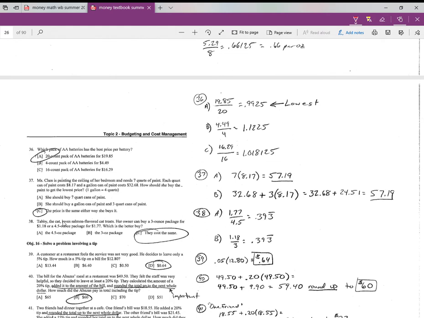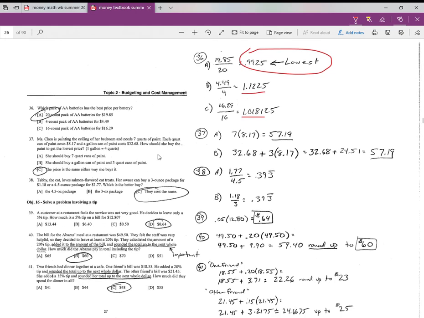36, again, very similar to a couple of the other problems. Batteries, you get 20 for $19.85, so money's always on top. Money divided by 20, 0.9925. Choice B, you get 4 for $4.49. You pay $4.49, you get 4. So you divide that, it's over $1. It's about $1.12. Letter C, $16.29, you get 16. $16.29 divided by 16, again, you're a little over $1. So the cheapest is letter A right there.